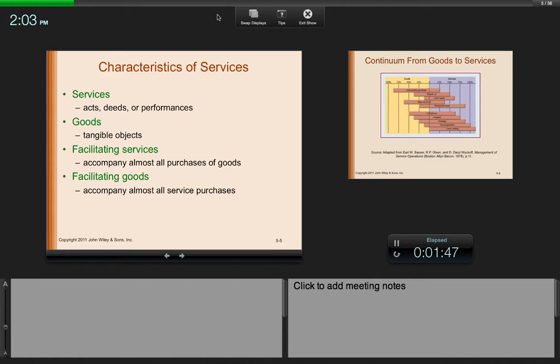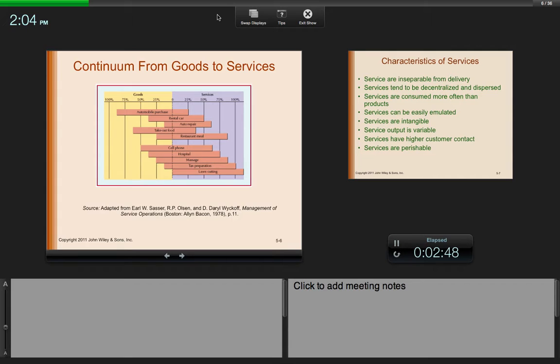When I am talking about services, it's broken down essentially into four key areas: services, goods, facilitating services, and facilitating goods. So what do I mean related to services? When I'm talking about services, essentially I'm looking at acts, deeds, or performances. Related to goods, obviously, tangible objects. I'm producing cars. I'm making staplers. I'm selling pens. Facilitating services. What I am doing in terms of selling those goods and services. How am I going out and looking at all the different aspects of the purchase of the goods? And then what is the facilitations of the goods in terms of accompanying all of the service purchases? How am I selling and how am I using?